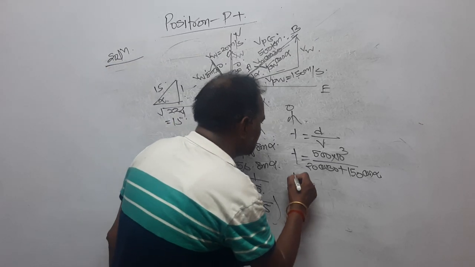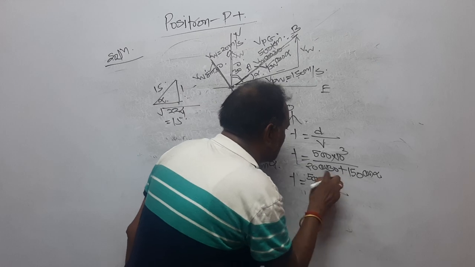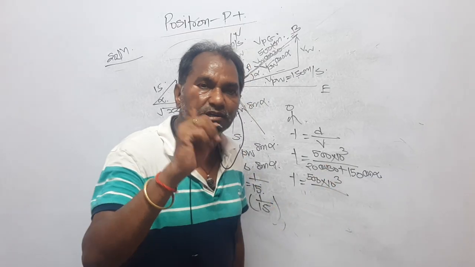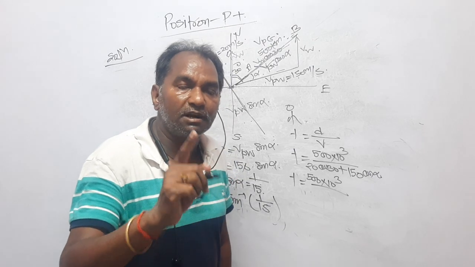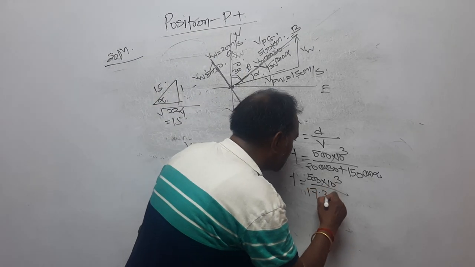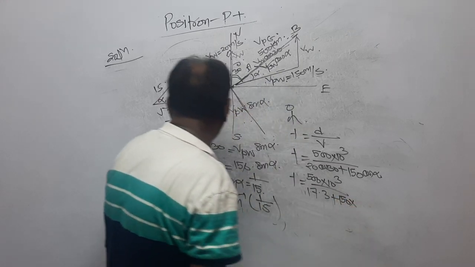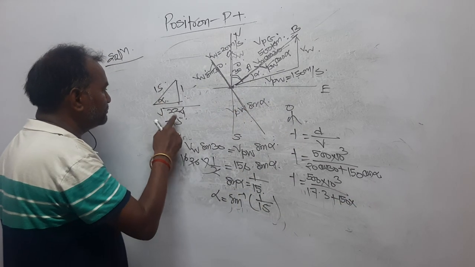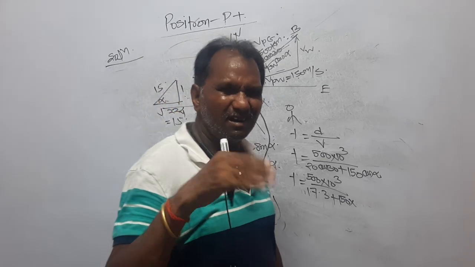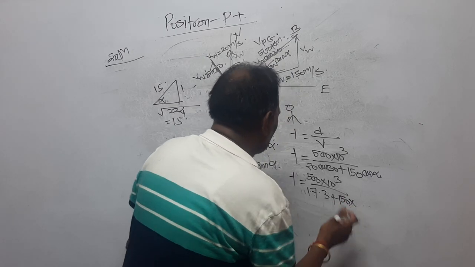So dear student, T is equal to 500 into 10 raised to the power 3. Cos 30 is root 3 by 2. This is 10 root 3. 10 into root 3, that is 10 multiplied by 1.73, that is 17.3, plus 150. Cos alpha is what? Cos alpha equals base upon hypotenuse. That is 15 upon 15. That works out to be approximately 1. So write it only as 150.